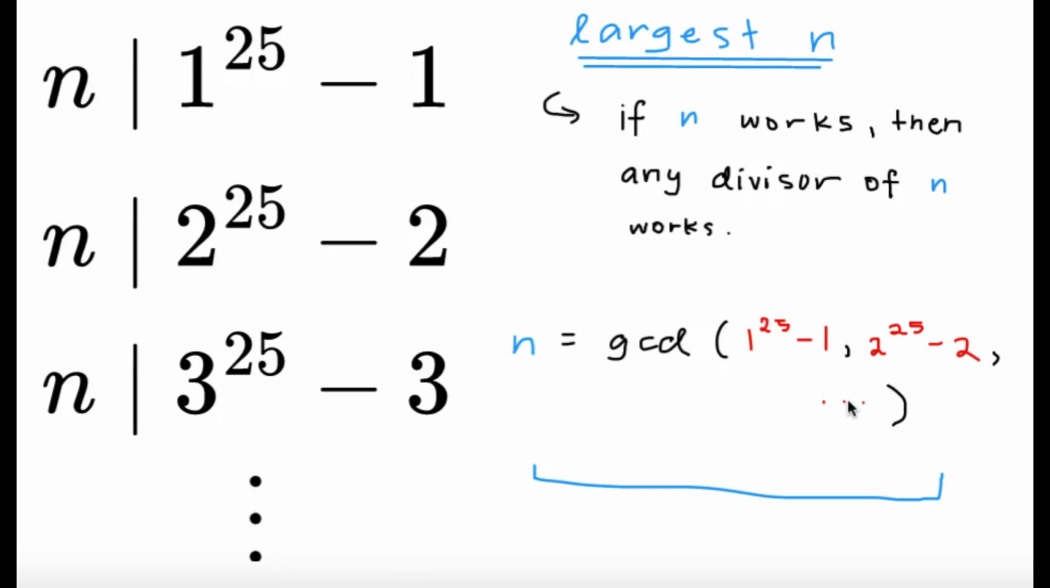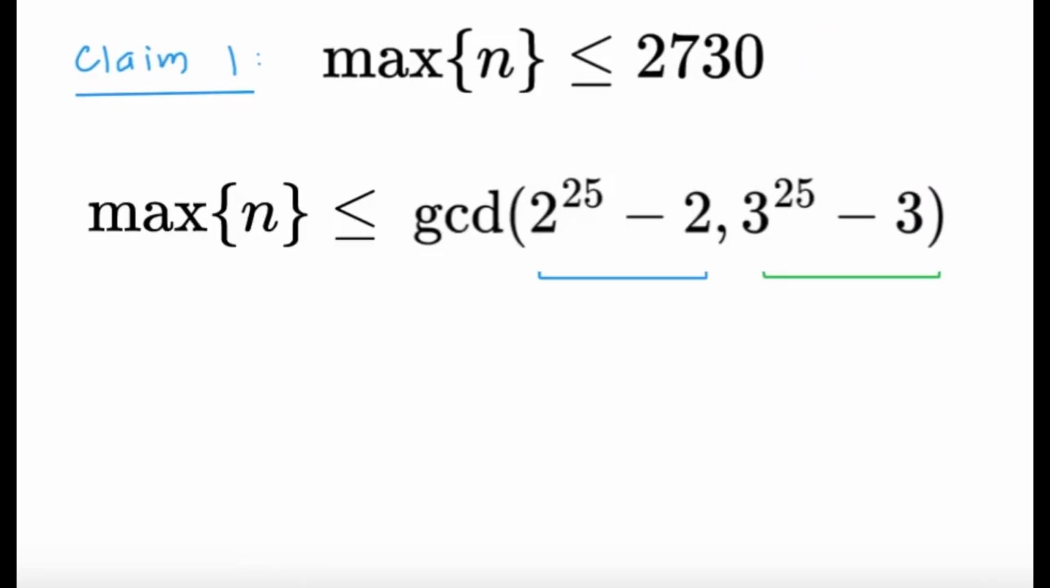So what we can do is at least create an upper bound to get the maximum possible value of n. So we're going to make the following claim. Claim 1: the maximum possible value of n is less than or equal to 2,730.